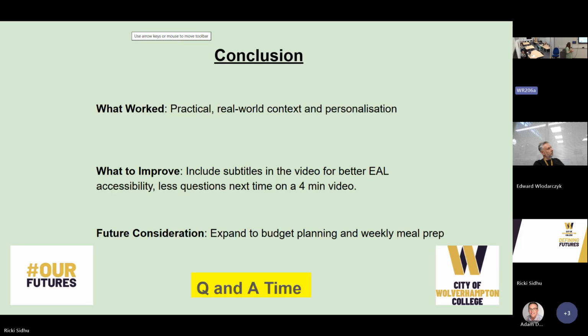So it worked well. It was practical, real world, because this group always goes out, you see, my volunteering groups, they're always out volunteering. So I wanted to bring something back into the classroom that was nearest to real life as I can and get them engaged, which it worked.